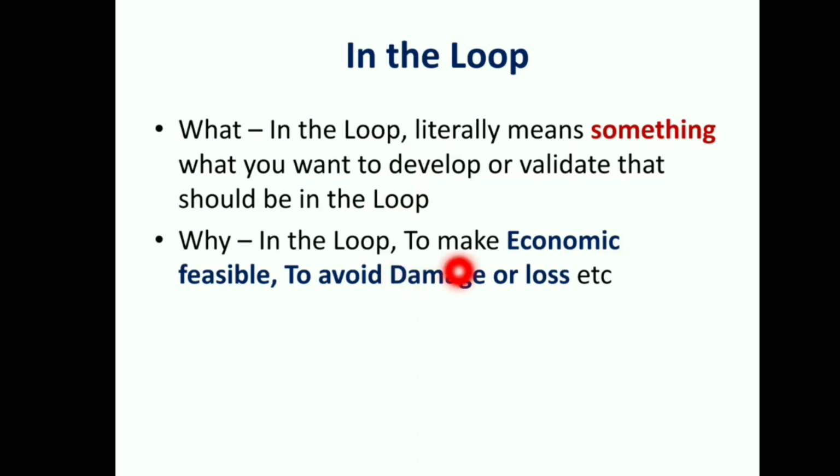All right, so in the loop is to make things economically feasible, to avoid damage or huge loss, etc. Say for example, if you have developed some software and have not taken care of precautions, like a high voltage short, it can make the device burn, or a chip burn. If you don't take care of that and directly put the particular software into the car, there will definitely be a huge loss. Not only the loss, there will be more and more economic impact.